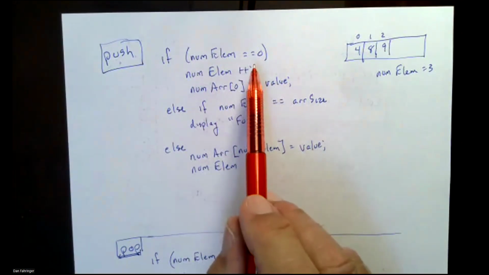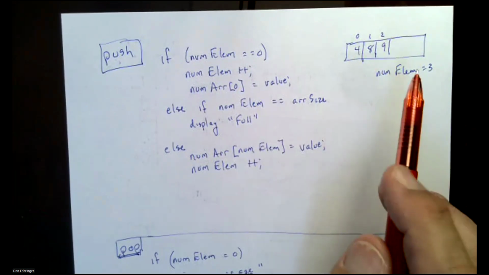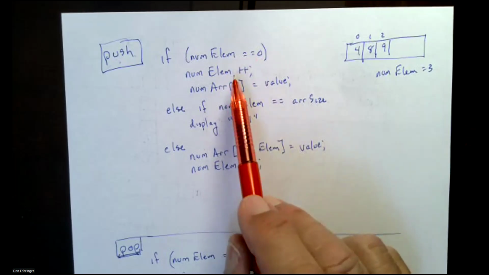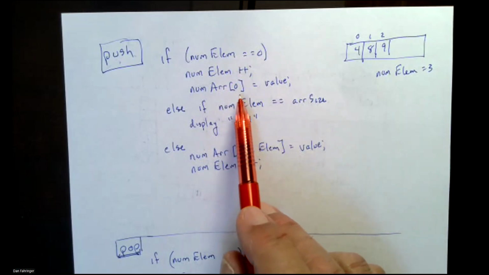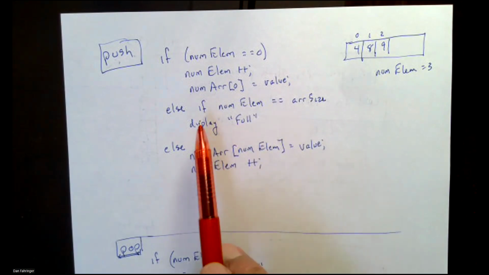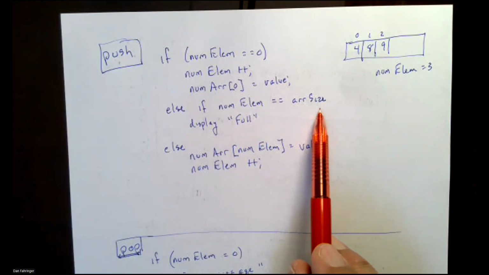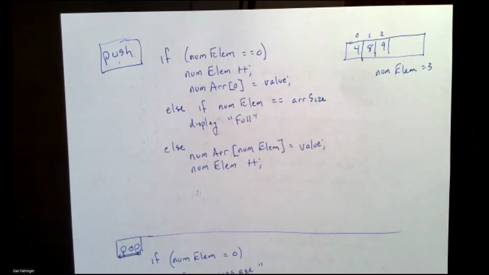The number of elements is 0, right? I have to keep drawing arrays so I can look at them. The number of elements is 0. I add 1 to number of elements and I put it in num array sub 0. I put that value in. Else, if number of elements equals array size, then I'm going to have some kind of message that says it's full.